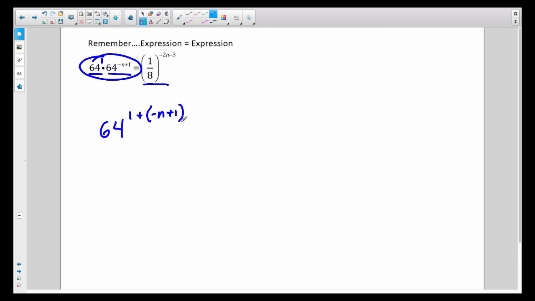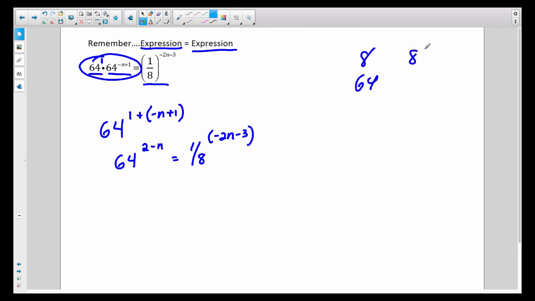Okay? So what does that turn out to be? This is going to be 64 to the 2 minus n. And that's equal to 1/8 to the negative 2n minus 3. So now we have expression equals expression. Perfect. Let's get the common base. I have 8 and 64. So I think it'll be 8, like that. That's my common base.